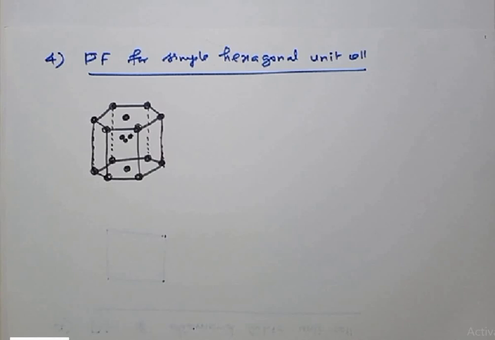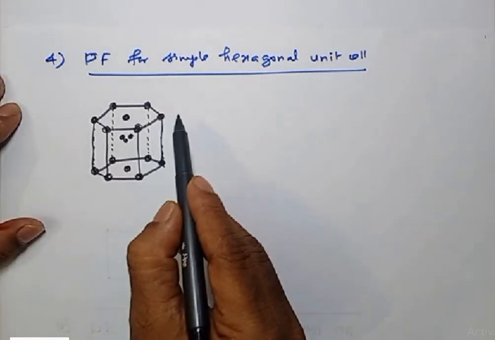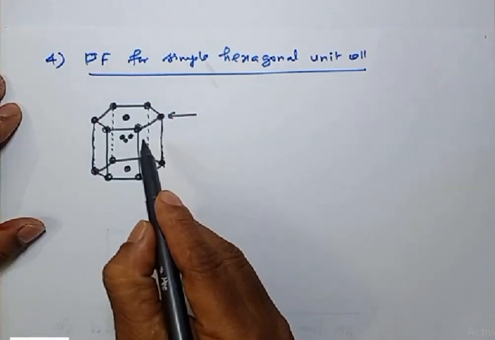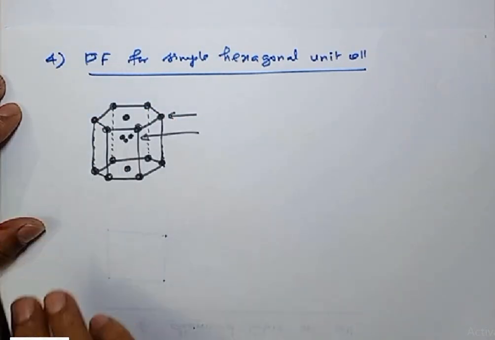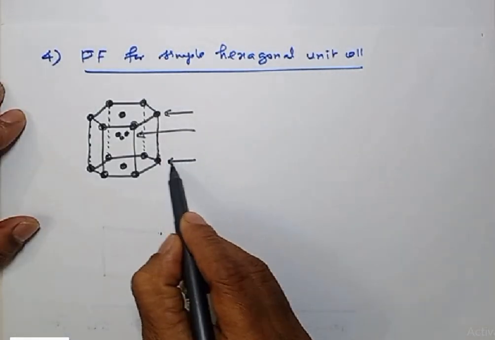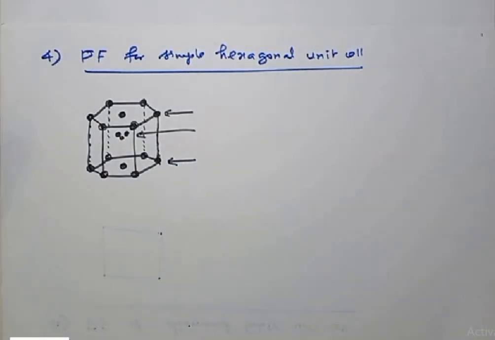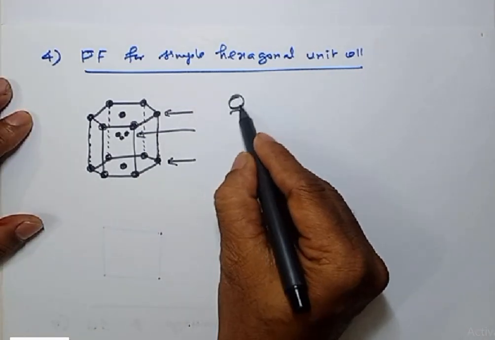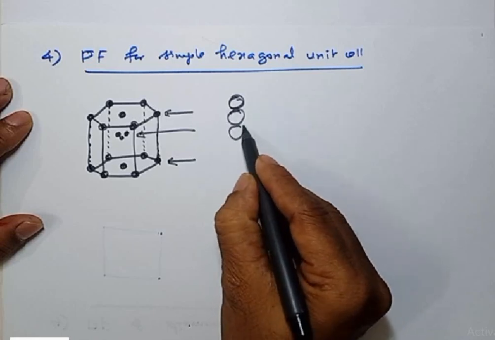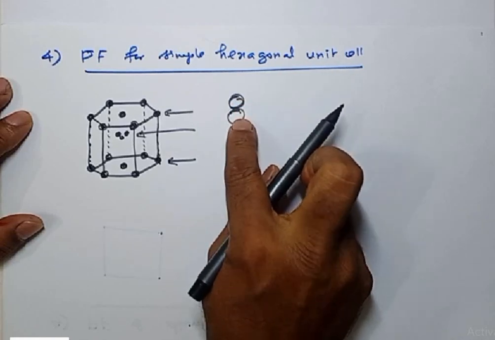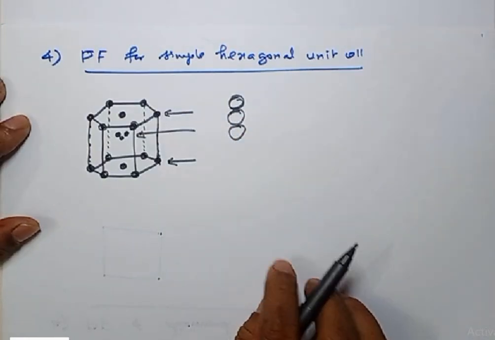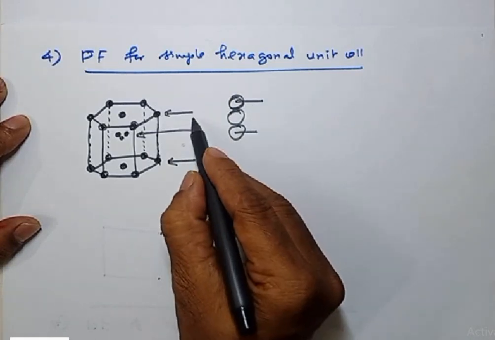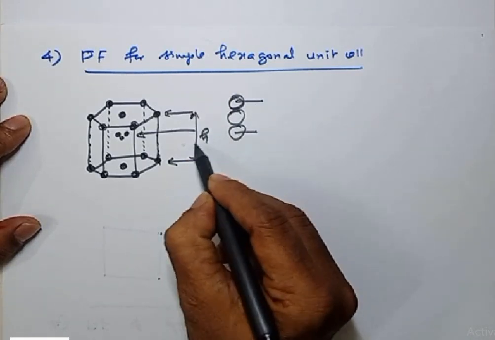Actually, the top face forms one layer, the middle one forms the second layer, and the bottom one forms the third layer. So there are 3 layers. This is the top layer atom, this is the middle layer atom, and this is the bottom layer atom. Can anyone tell me what this length will be? It is nothing but the height. What will be the height?